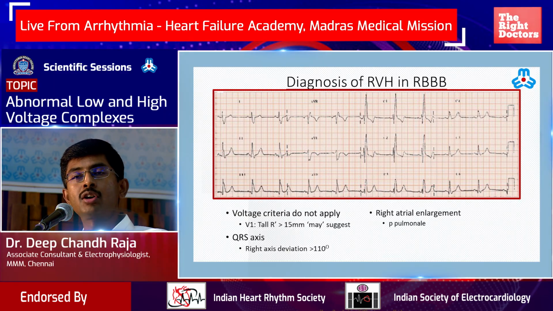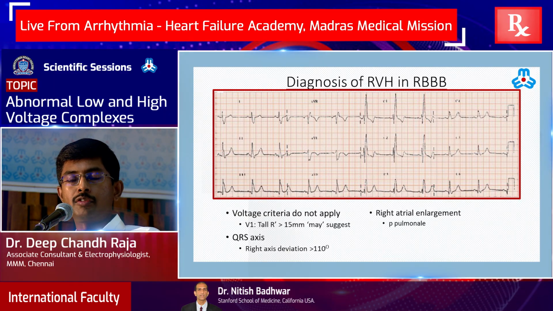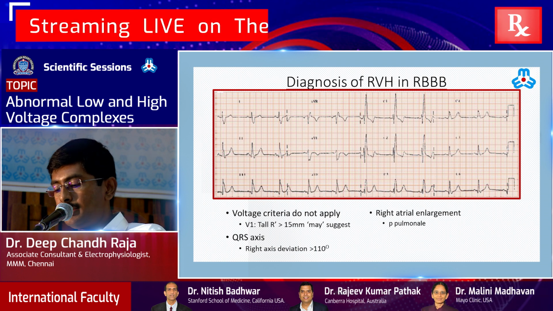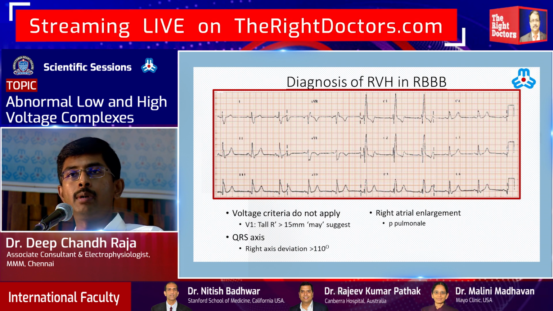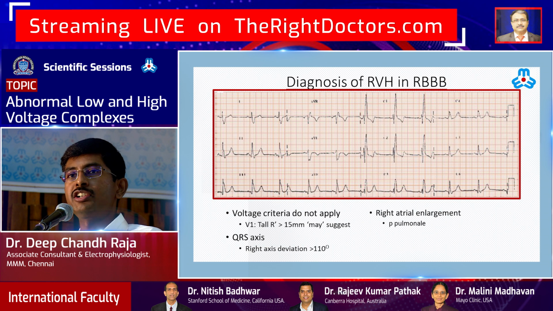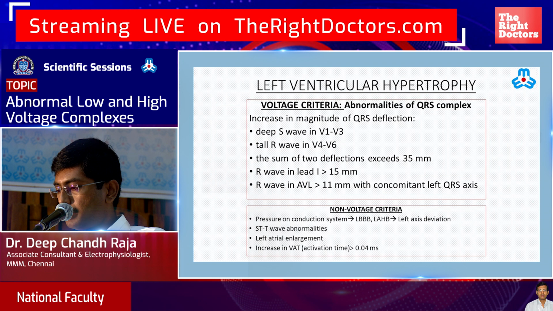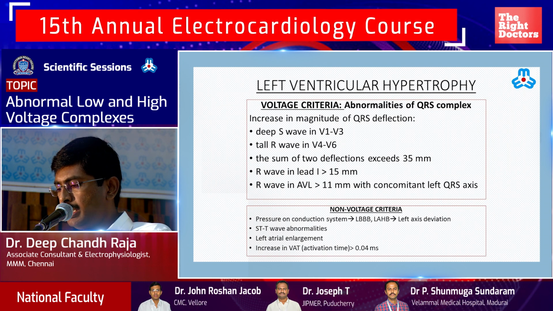Again, you look for proxy markers of right ventricular hypertrophy, that is the non-voltage criteria, like the right axis deviation, presence of P pulmonale. These are all proxy markers or additional, corroborative findings that can help you make the diagnosis of right ventricular hypertrophy. So we move to LVH.